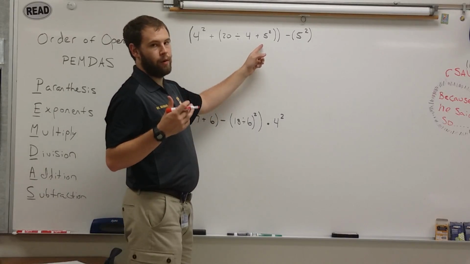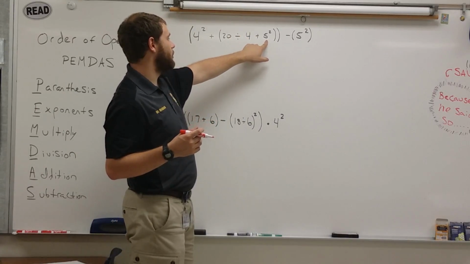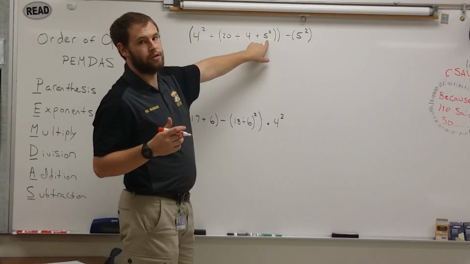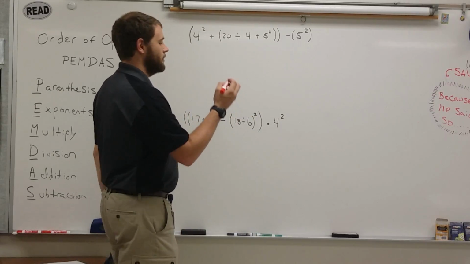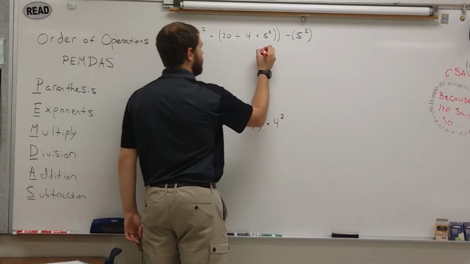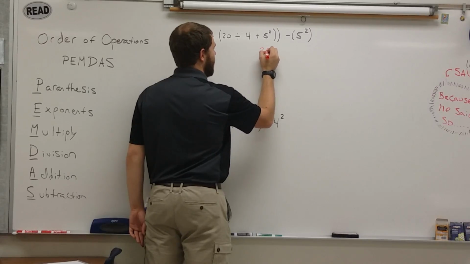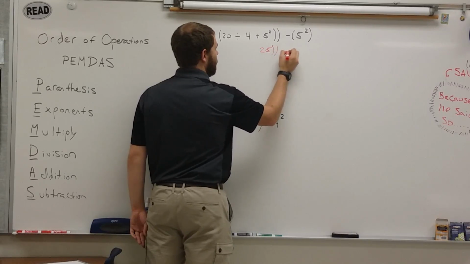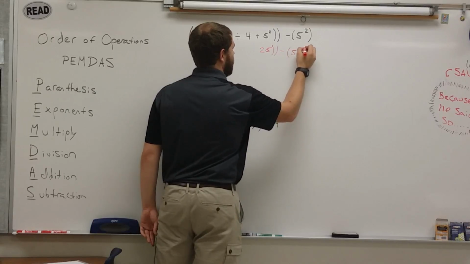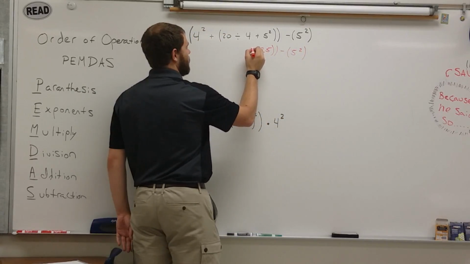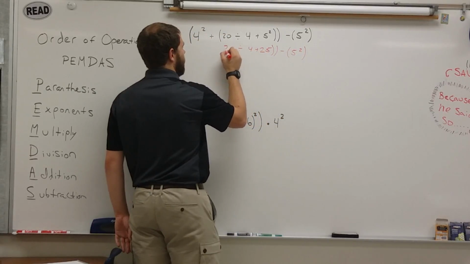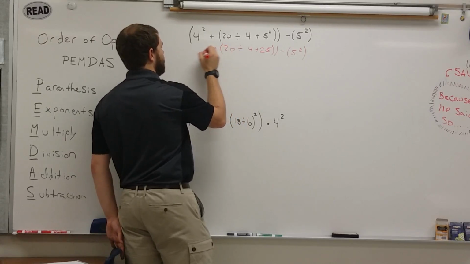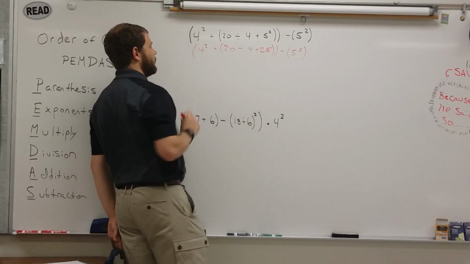Next, the next one is exponents. We do have an exponent in our inner parentheses. It's 5 squared. So the next thing we should do is evaluate that 5 squared. So I will do that. 5 squared is 25. That's our first step. Off to a good start.